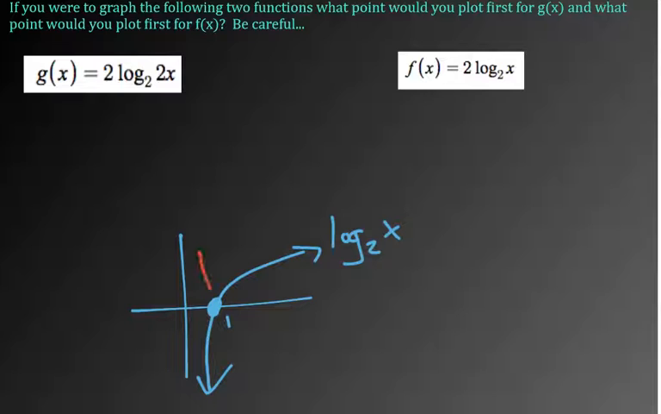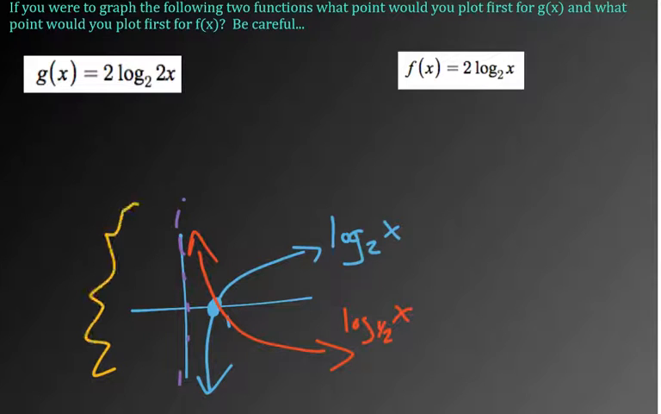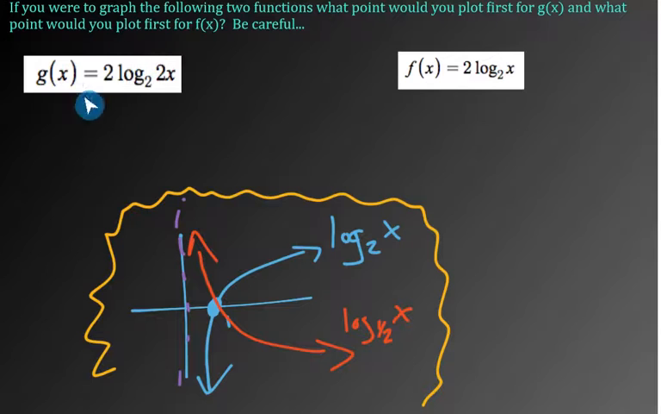And then if you had log decay, maybe this could be log base 1/2 of x. Both of them would be asymptotic with that y-axis, that's kind of like your normal one, okay? Now here, there's two function transformations going on. Here, there's only one, all right?